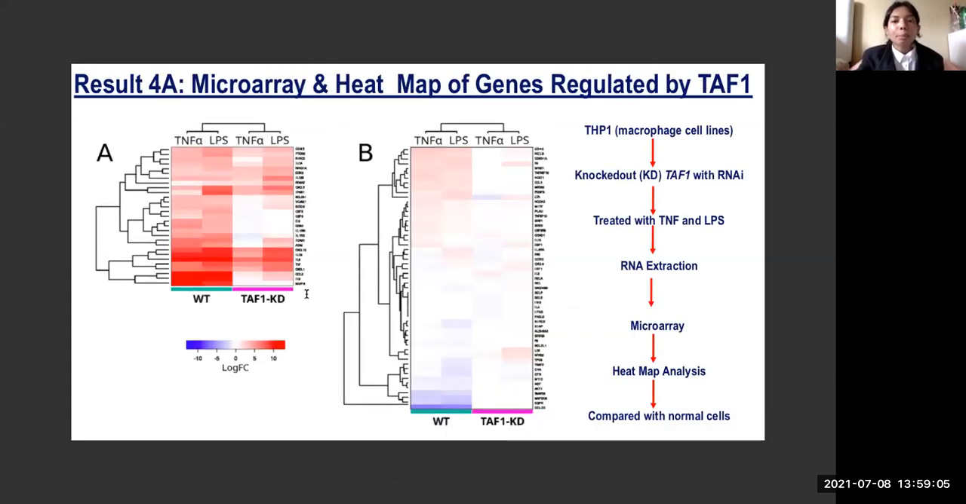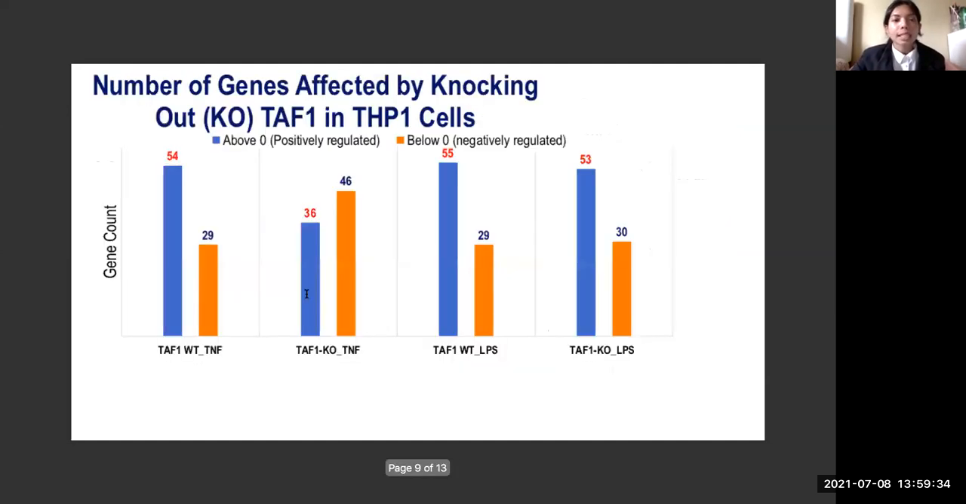Microarray and heat map of genes regulated by TAF1. As you can see on the right side: first, THP1; second, knockdown of TAF1 with RNAi; 3, treated with TNF and LPS; 4, RNA extraction; 5, microarray; 6, heat map analysis; and 7, compare with normal cells. We wanted to understand the significance of TAF1 in NF-kappa B activation, so we knocked down TAF1 in THP1 cells and treated the normal and TAF1 knockdown cells with TNF and LPS.